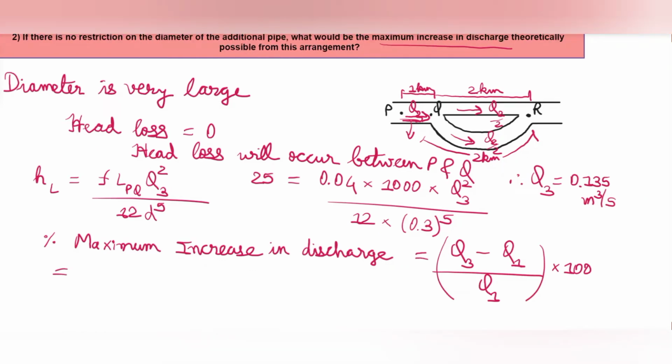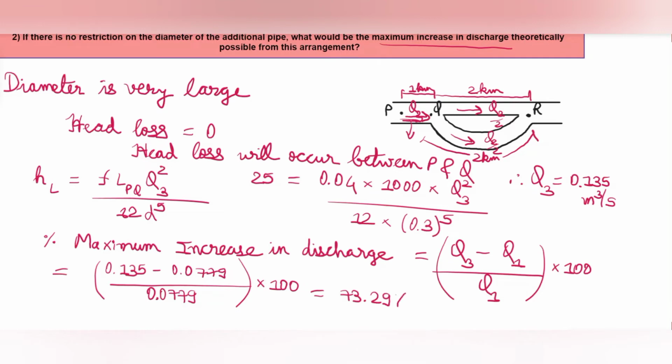So we get (Q3 minus Q1) upon Q1 into 100, which is 0.135 minus Q1, which was 0.0779, upon 0.0779 into 100. On solving this, we'll get the percentage maximum increase in discharge, which comes as 73.29%.